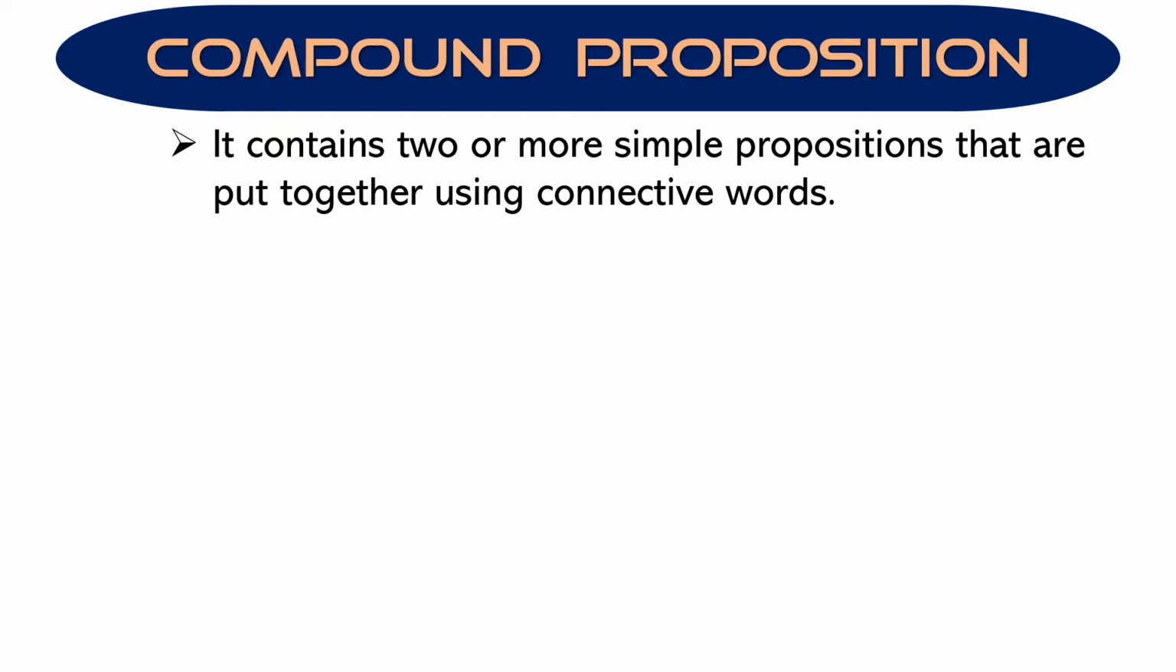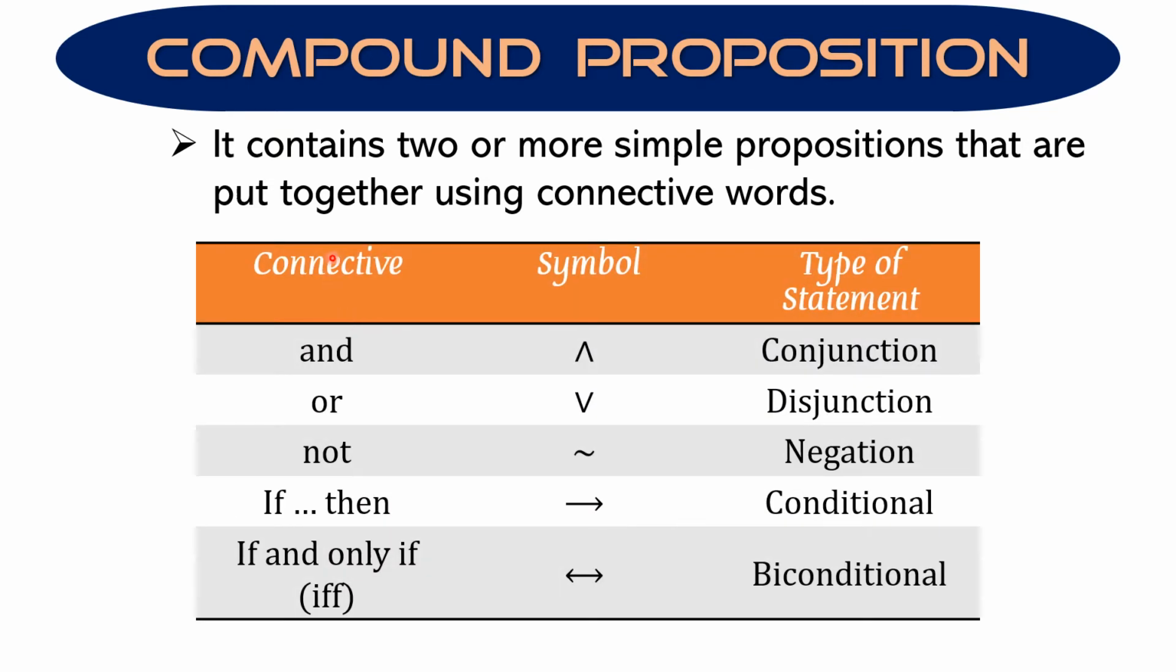A compound proposition contains two or more simple propositions, which we already discussed a while ago, that are put together using connective words. Now, for us to know what will be the process, what will be the operation in constructing compound propositions, I have here a guide represented by a table. The first column represents the connective words. The second, the symbols to be used. The third one is the type of statement representing a compound proposition.